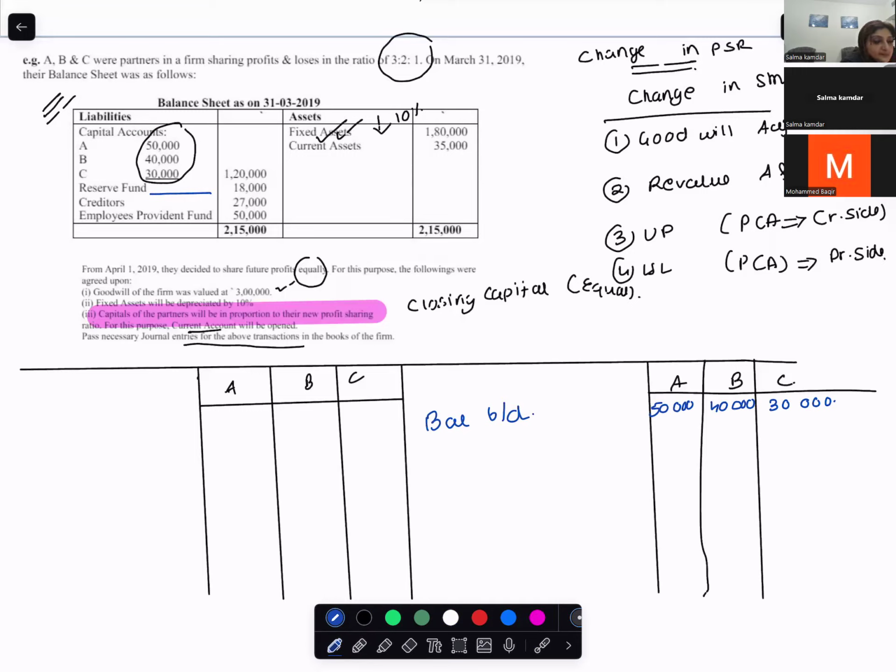Ma'am, you don't know what a reserve fund is? No, ma'am, I don't know. Is this the undistributed profits? Yes, ma'am. Okay, what would be the journal entry for the reserve fund?